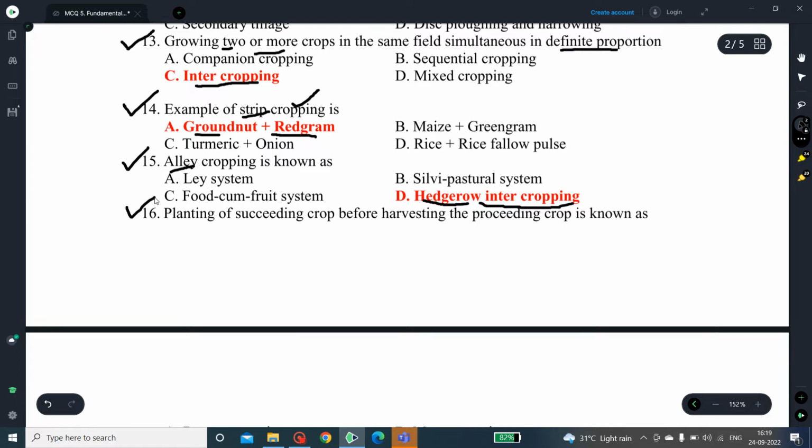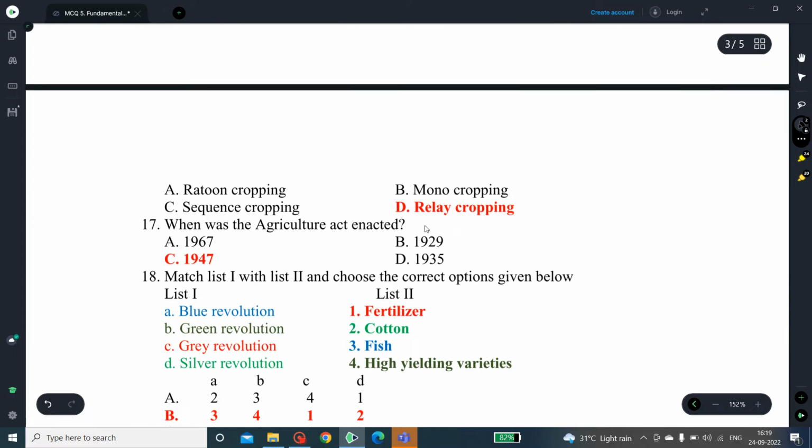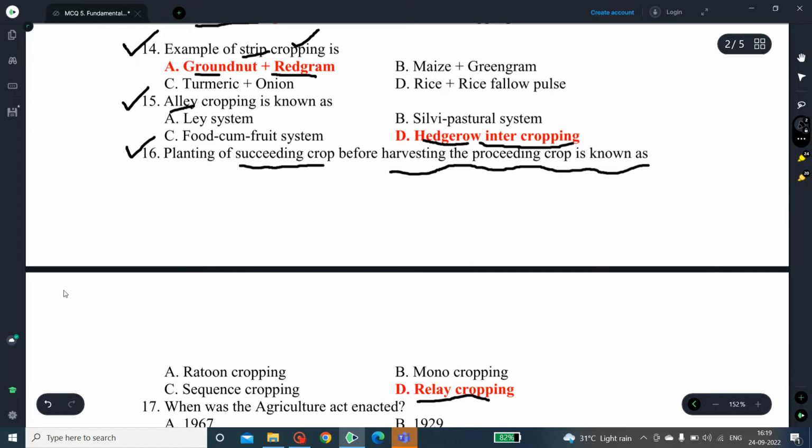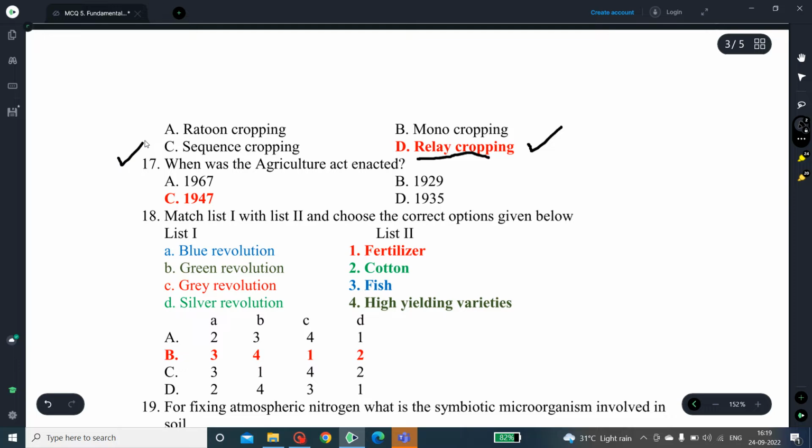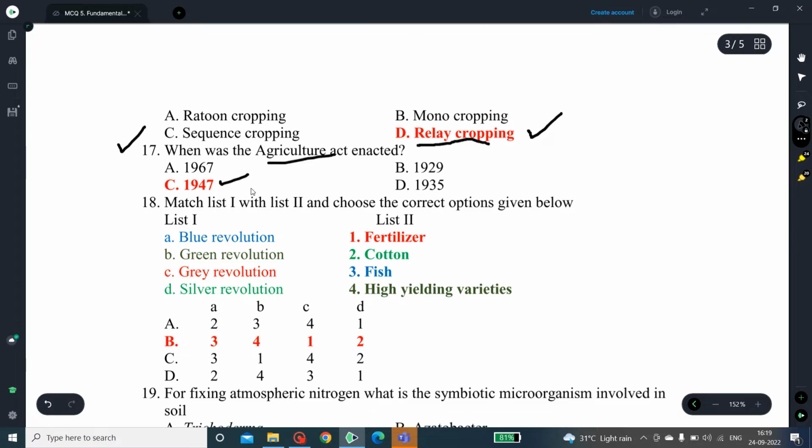And the 16th question, planting of succeeding crop before harvesting the preceding crop is known as relay cropping. So before harvesting the first crop, the second crop is sown, that is called as relay cropping. And the 17th, when was the Agriculture Act enacted? The Agriculture Act was enacted in the year 1947.